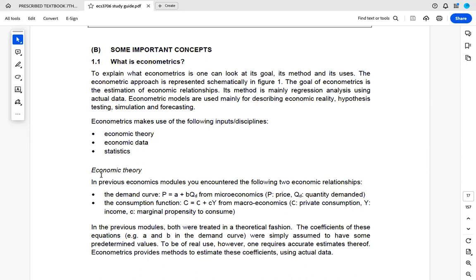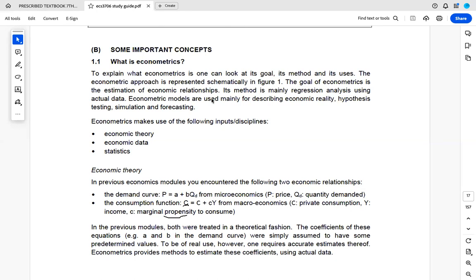So when we're looking at economic theory, that equation and that relationship between expenditure and household income was just one example of an economic theory. In economics, we have a number of different theories. For example, we have a theory relating price to quantity demanded. We can put that in a mathematical equation. We even have theories to do with consumption, private consumption, and how the consumption function is related to private consumption, income and the marginal propensity to consume.